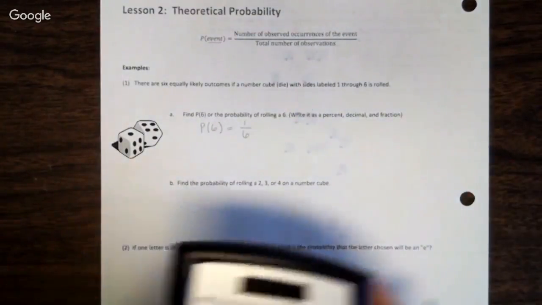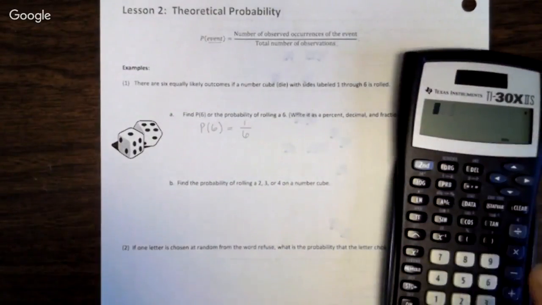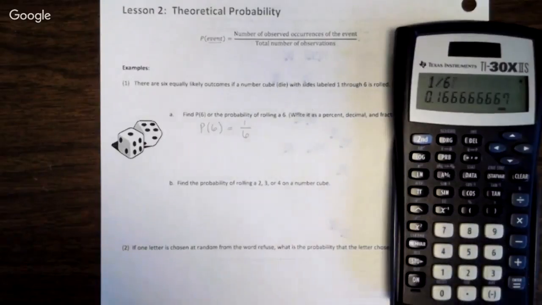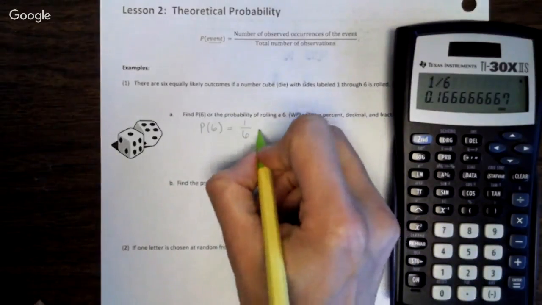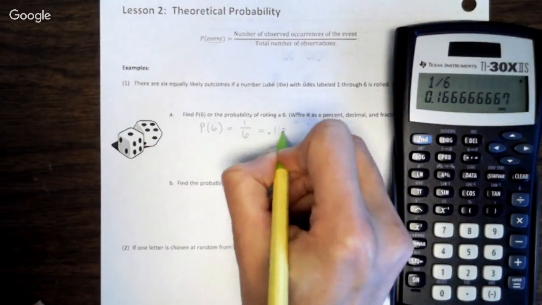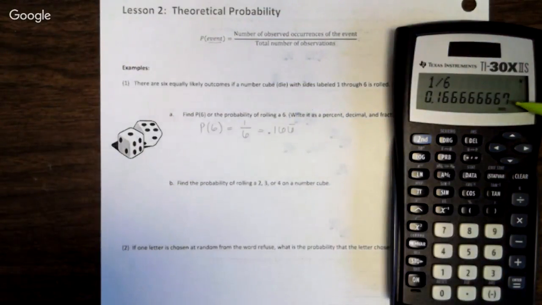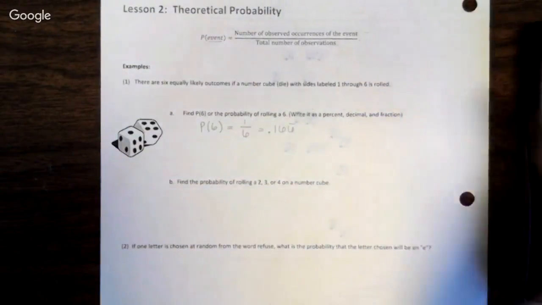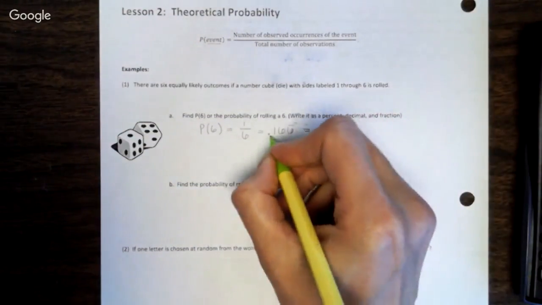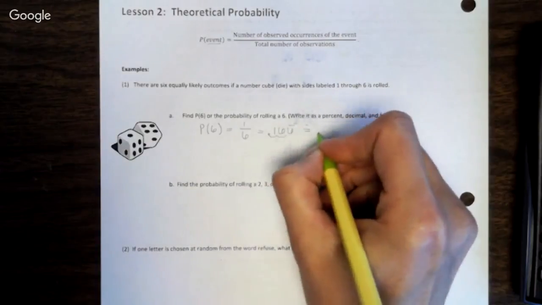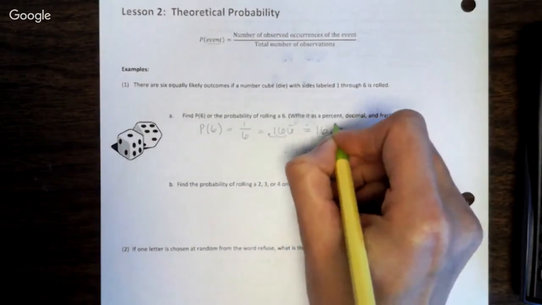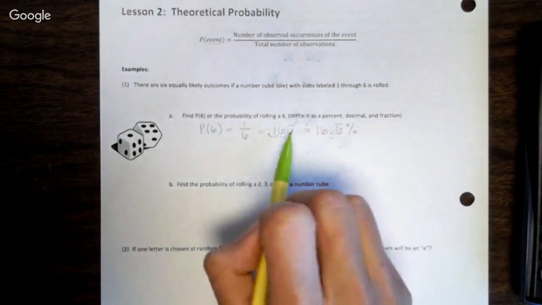Now, that's the fraction. So to find the decimal, we're going to take 1 and divide it by 6. We're going to change it to a decimal, which would be 0.166 repeating. Now, this 7 is just because the calculator rounds it. It's not actually a 7. It just means that 6 is repeating. Now, we're going to make this a percent by moving it over twice. So 16.6 repeating percent. So fraction, decimal, and percent.